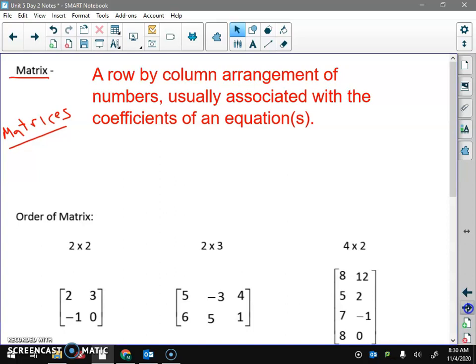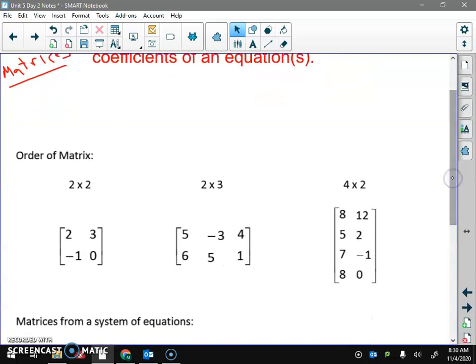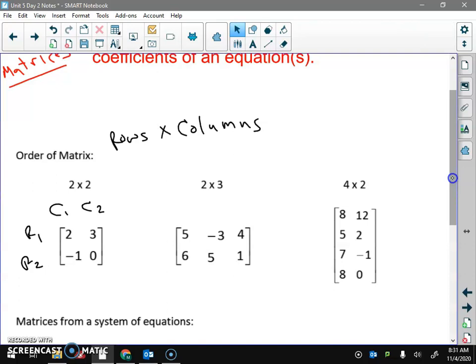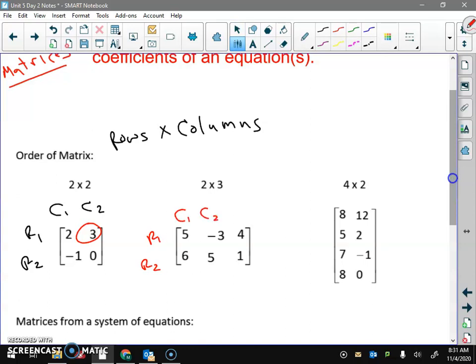All right, so here's the order is the size. And the first number is always rows. And the second number is always columns. So a 2 by 2 is 2 rows. There's your row 1, there's your row 2, there's column 1, column 2. So if I said, what's the number in row 1, column 2's position, you would say that's the 3. Here's a 2 by 3, 2 rows, 3 columns. And a 4 by 2 is a 4 row, 2 column.